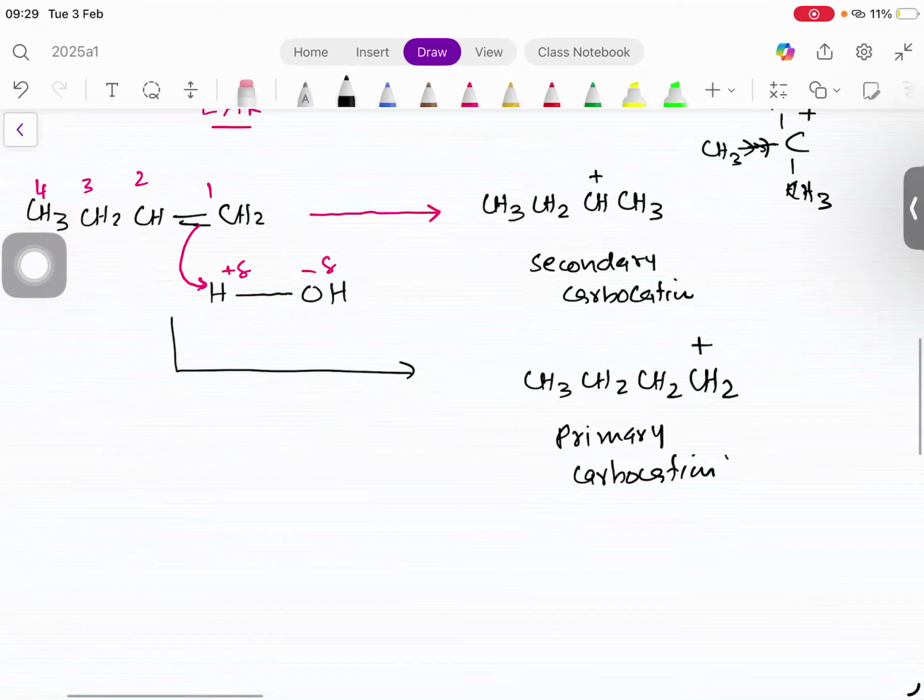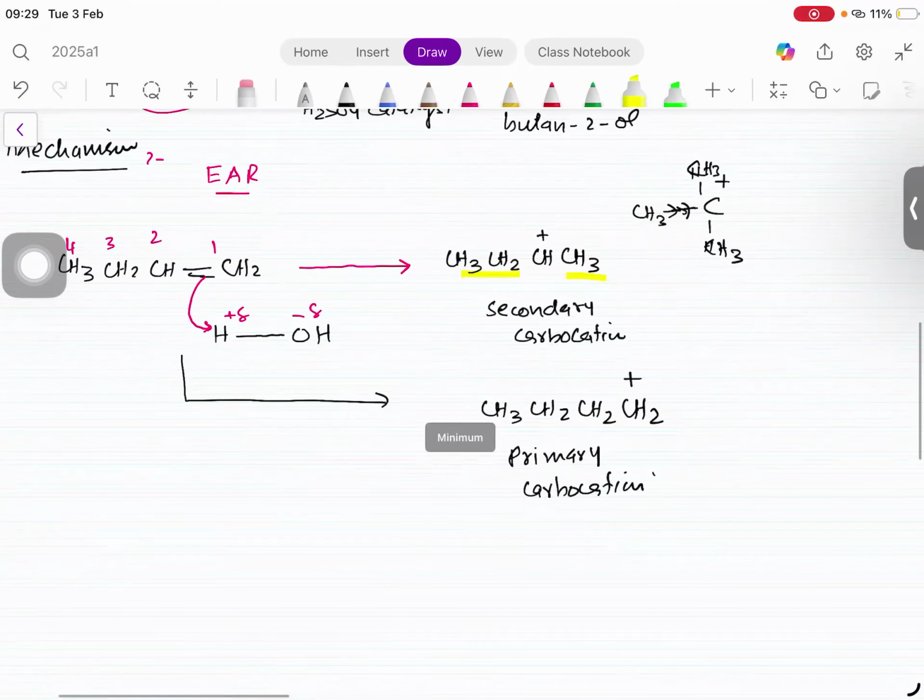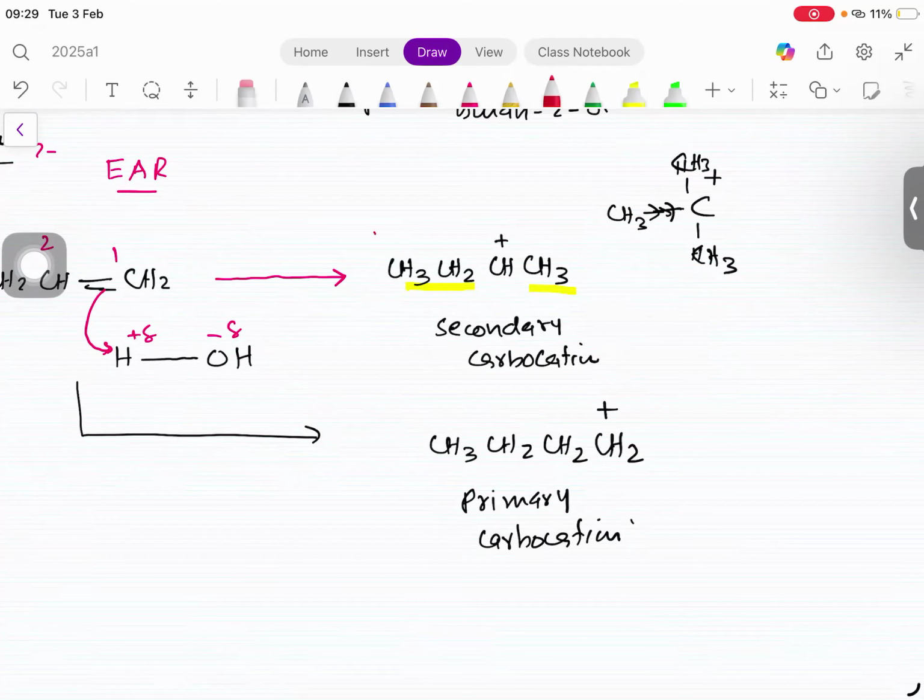So okay, fine. Now which one is more stable? What do you believe? Secondary, because there are two alkyl groups. I'm not showing the bonds, I'm just highlighting how many alkyl groups are attached to the carbocation in the secondary: CH3 on one side and CH2CH3 on the other side. Two alkyl groups, both of them push their electrons towards the carbocation, making it more stable. So obviously this is going to be a stable carbocation, and this one is unstable or less stable.